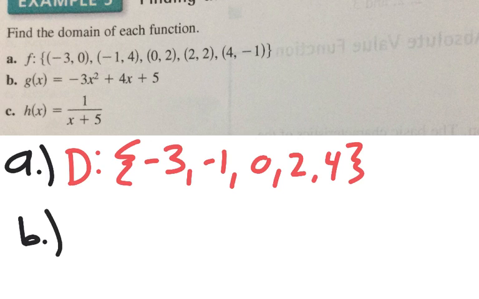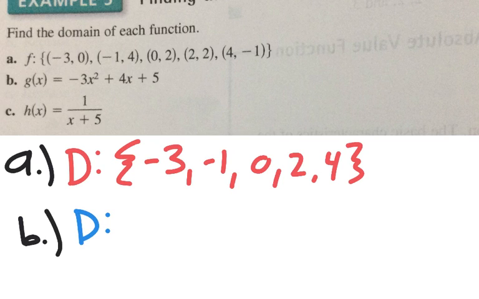Okay, B part. Now I have something in function notation. I have an equation. G of x equals -3x squared plus 4x plus 5. So I know I can typically plug in anything for x. I'm only looking for 2 possible errors. Is there a way that I could divide by 0 in B? No, there's no fraction. Is there a way I could take a square root of a negative in B? No, there's no square root. So because there's no fraction and there's no square root, my domain can be any x possible. So I would say here the domain is all real numbers.